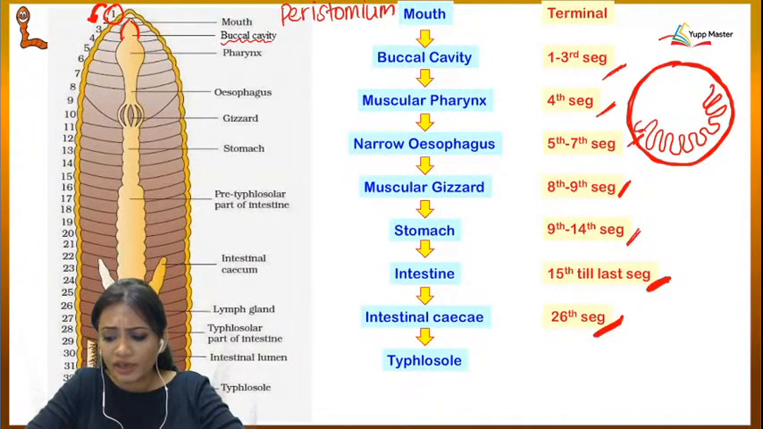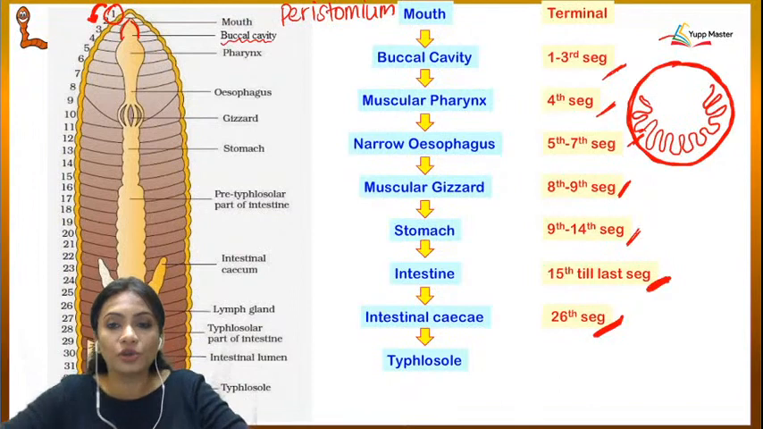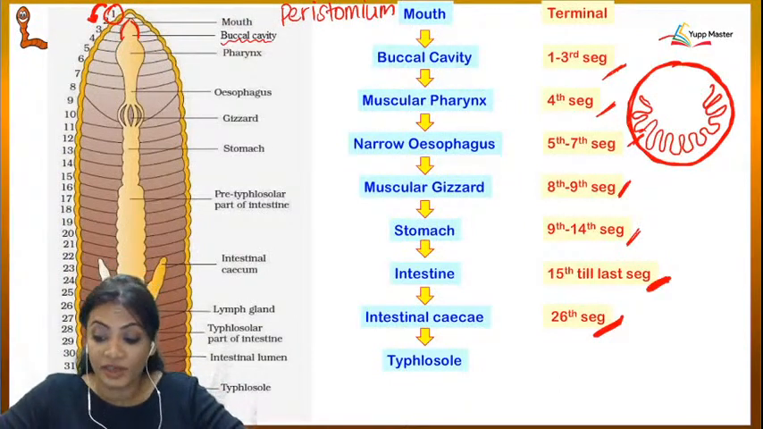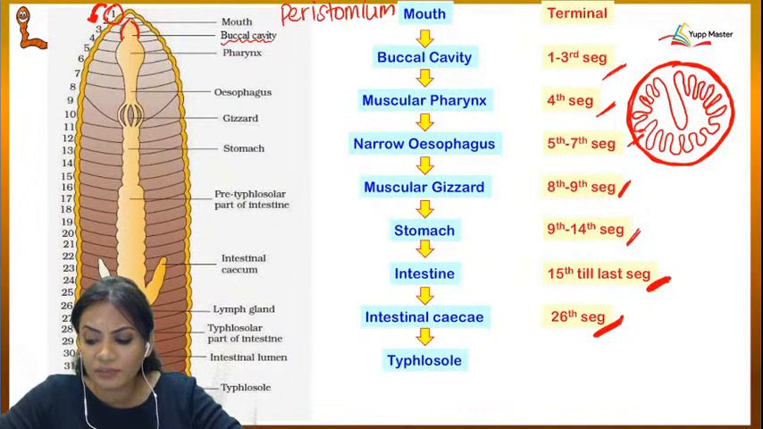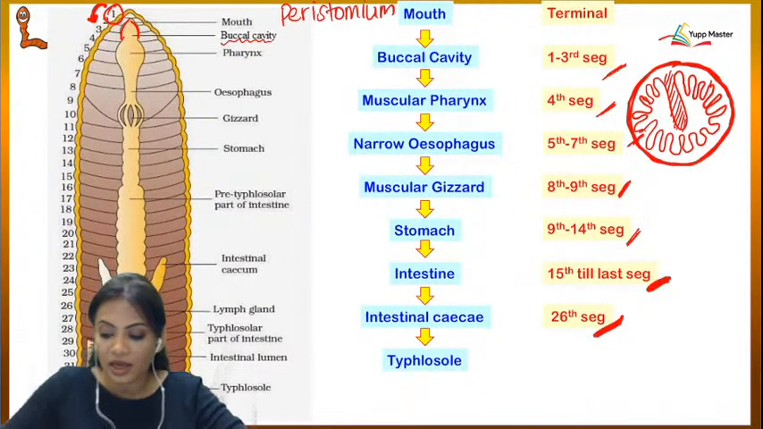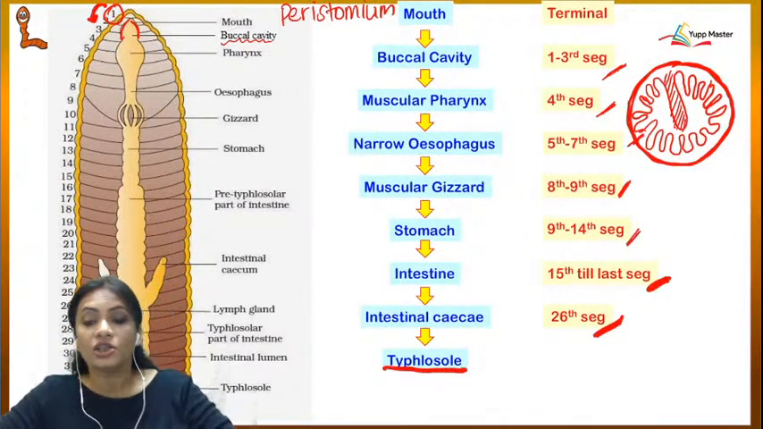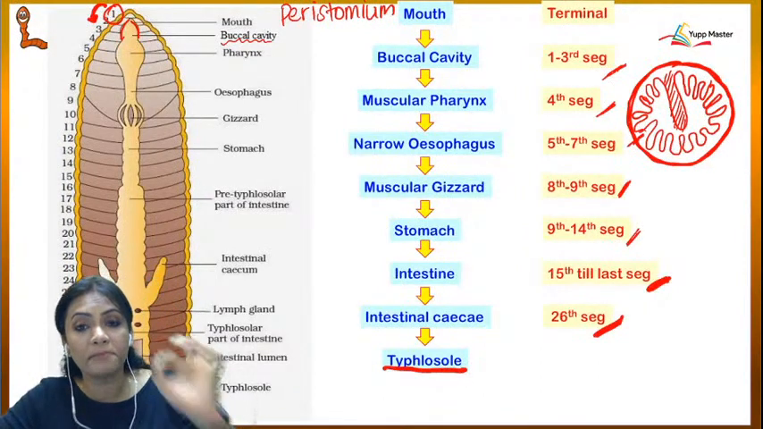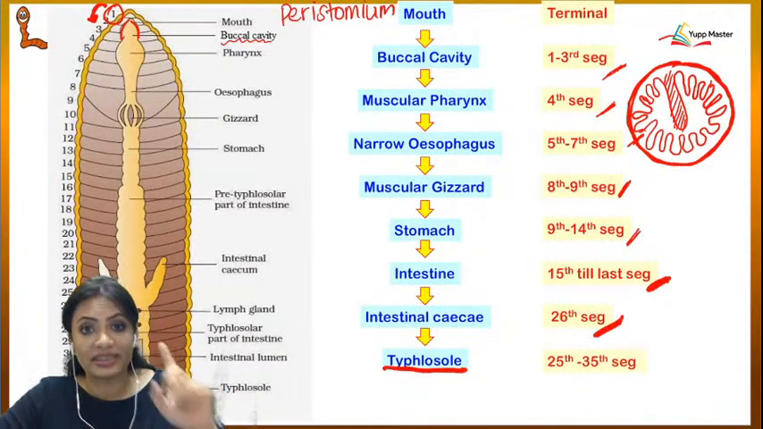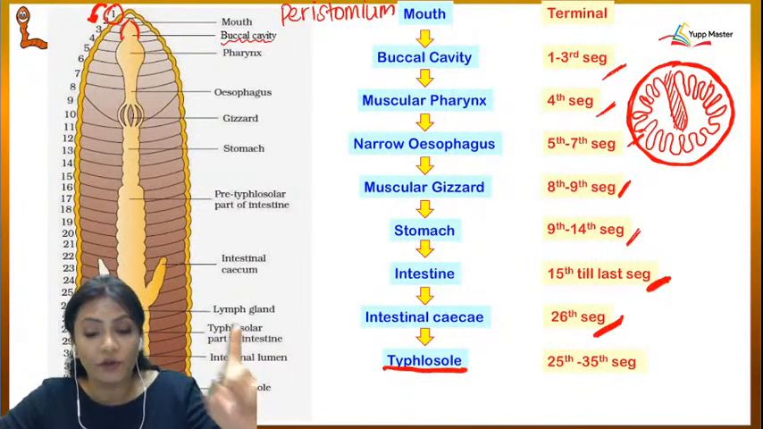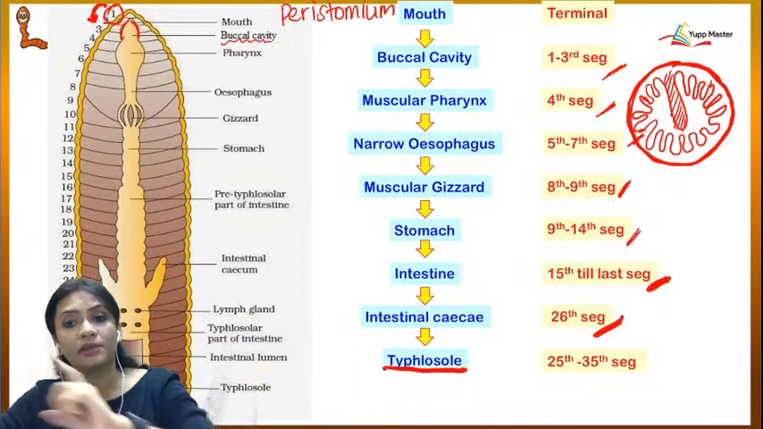So there are so many infoldings present, but out of all of these infoldings, there's going to be one infolding which is very big. Can you see how this infolding is extremely big? And this infolding which is big, I am going to call the typhlosole. Okay, so that typhlosole is one big infolding present and it is ranging from segment number 25 all the way up till segment number 35.